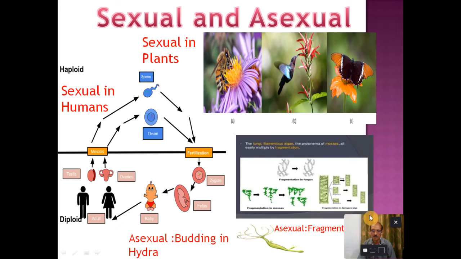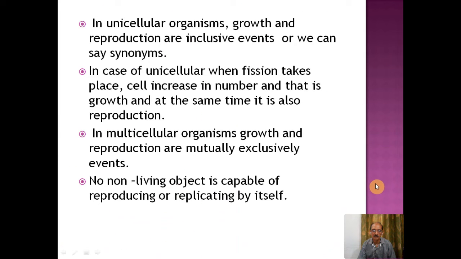So there are also some unicellular organisms where growth and reproduction are inclusive events. We can say it's a synonym. How is it a synonym? Let us understand. When a unicellular organism such as amoeba or paramecium undergoes fission, actually the number of cells increases. So we can say the number of individuals is increasing. One amoeba gives rise to two amoeba, and this is an increase in number. And by the definition, an increase in number, we also say it is growth. So growth is both an increase in mass or an increase in number. So when the increase in number takes place in unicellular organisms, it is said to be growth.